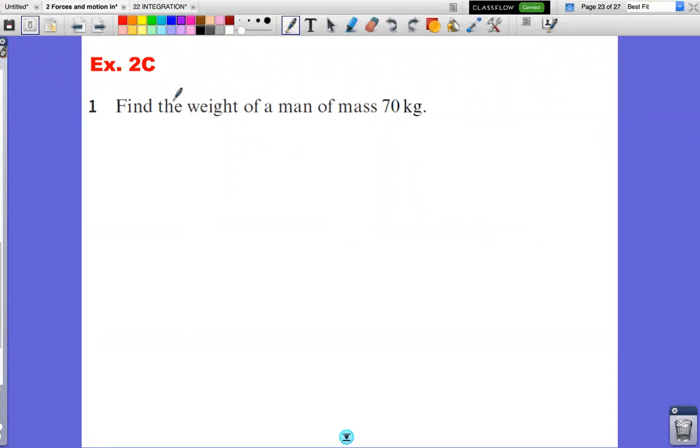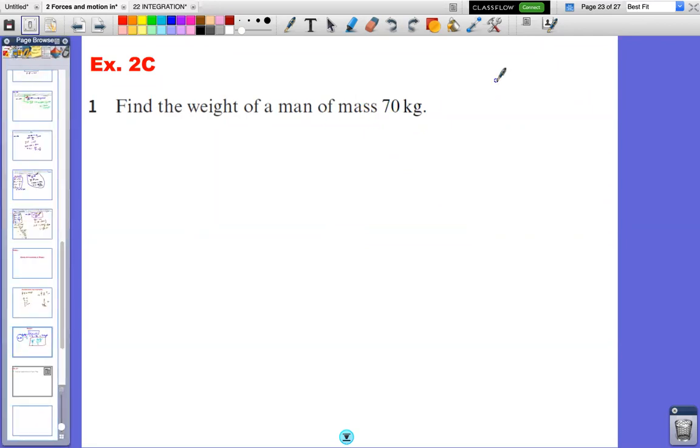So I will move straight to 2C and solve some problems there. Question 1 says, find the weight of a man of mass 70 kilograms. Weight is what? Mg. So it's 700 newtons.